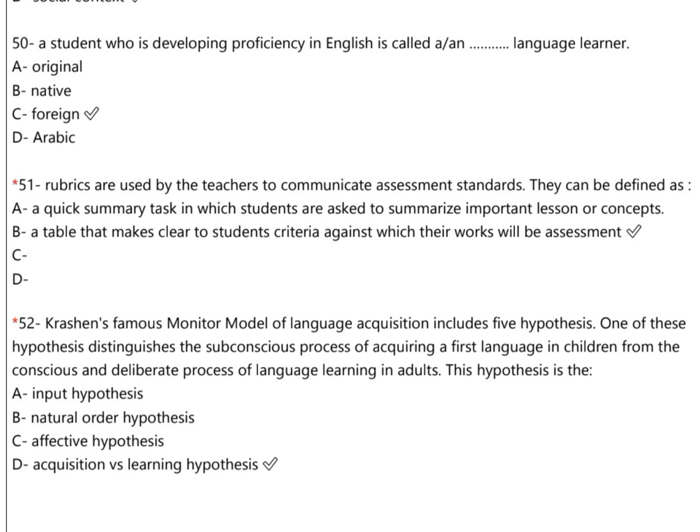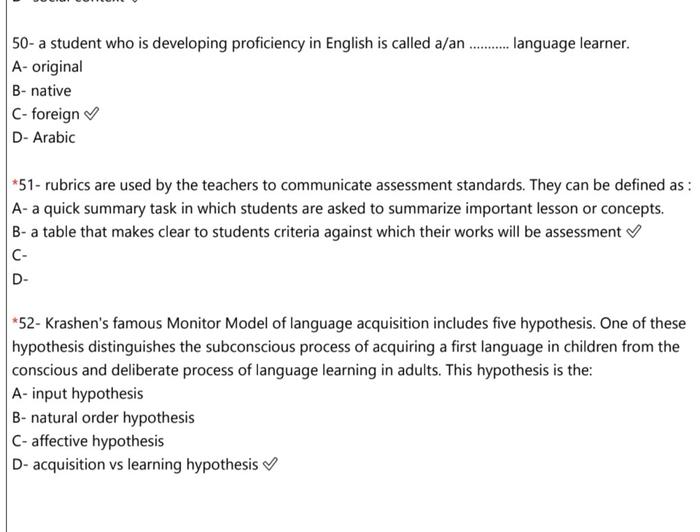51. Rubrics are used by teachers to communicate assessment standards. They can be defined as: A. A quick summary task in which students are asked to summarize important lessons or concepts. B. A table that makes clear to students the criteria against which their work will be assessed.